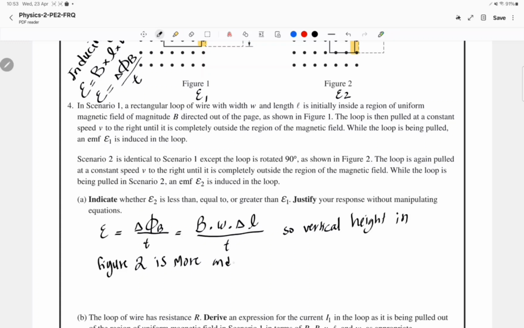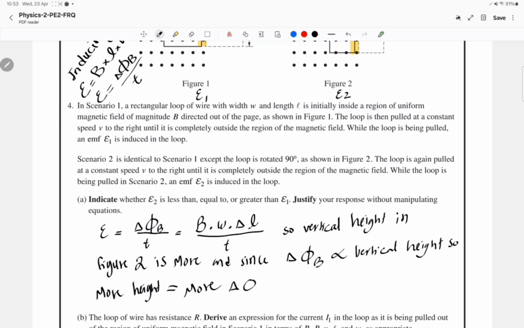Okay. And since the change in the flux is proportional to the vertical height, so more height equals more change in flux, which equals more EMF. So EMF of figure 2 is more than EMF of figure 1.